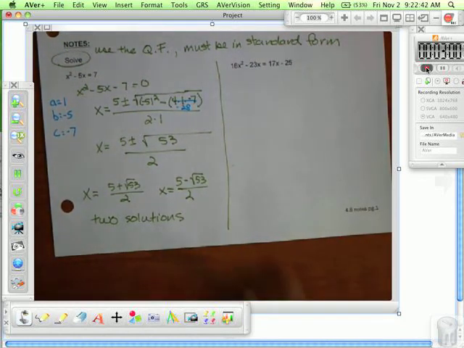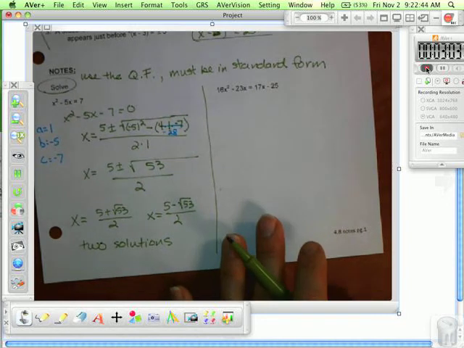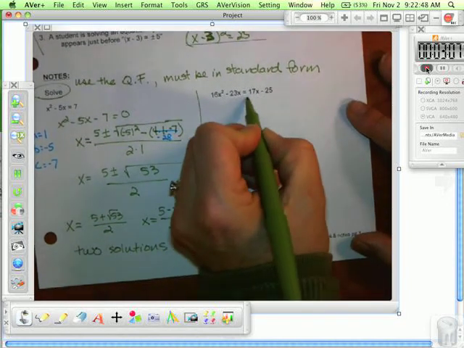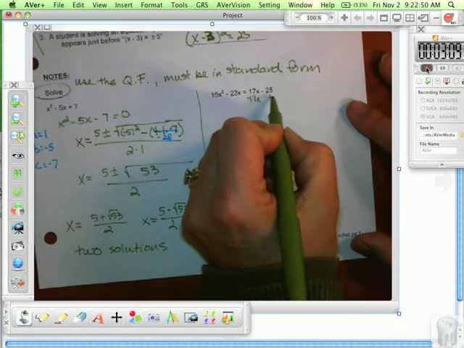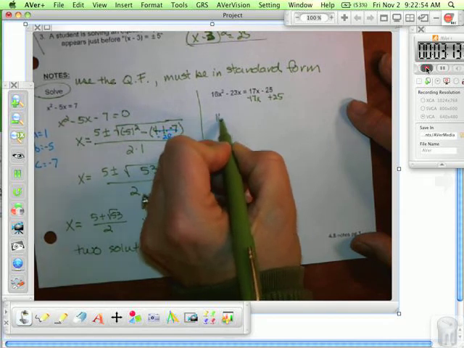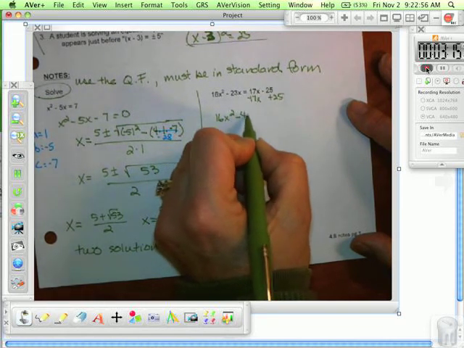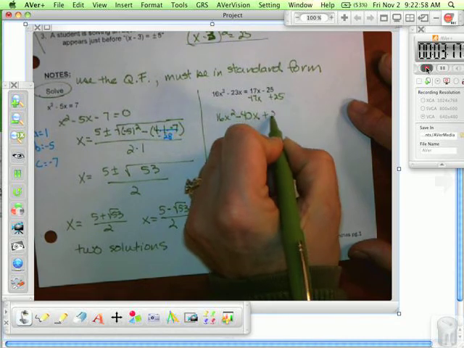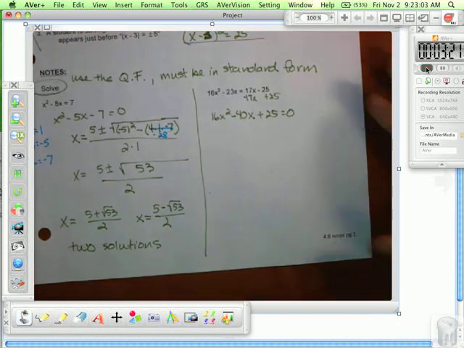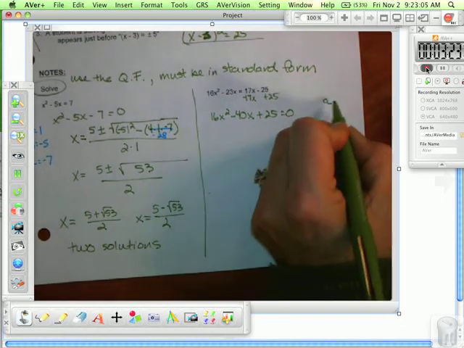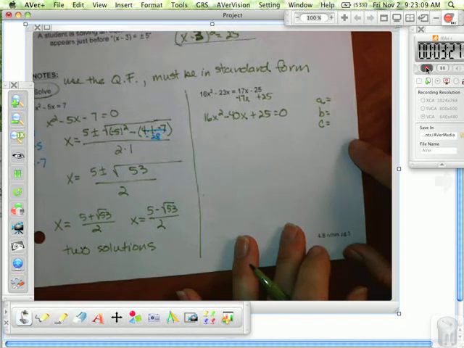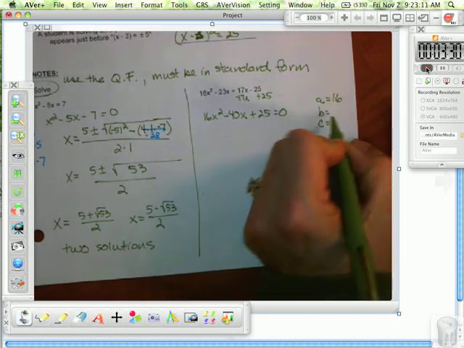All right, let's do this one then. So first you have to put it in standard form, and this is what it would look like if you subtracted 17x and added 25 to both sides. You would get 16x squared minus 40x plus 25 equals 0. Over here, I'm going to identify my A, B, and C. Again, it's a step that might help. You might not need to do it. I like to do it.